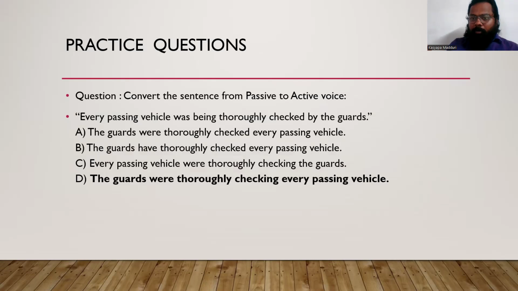You can quickly read all the options, and immediately, if you have really good knowledge in English, you will know that the answer is the guards were thoroughly checking every passing vehicle. Because if you have really good conversational English, it will come naturally to you that these sentences are wrong, all the options except for D are wrong, so the answer is D. But if you are not fluent in English, or if you are not well versed in daily conversations in English, then you need to check some things.